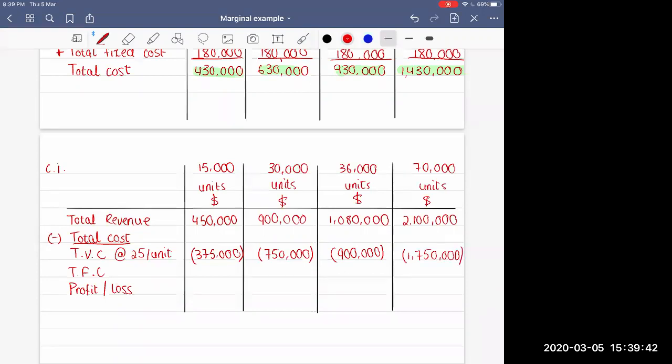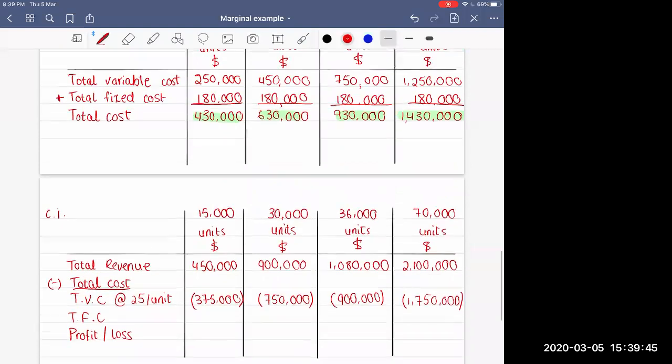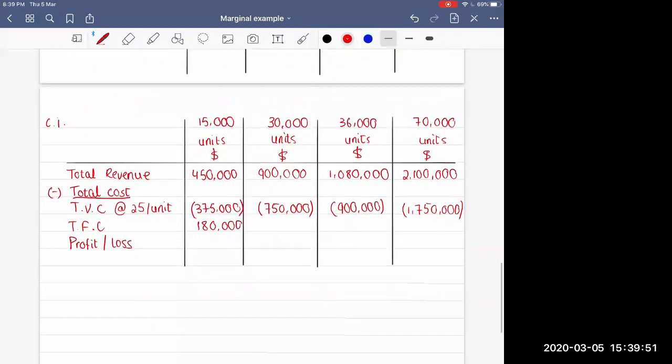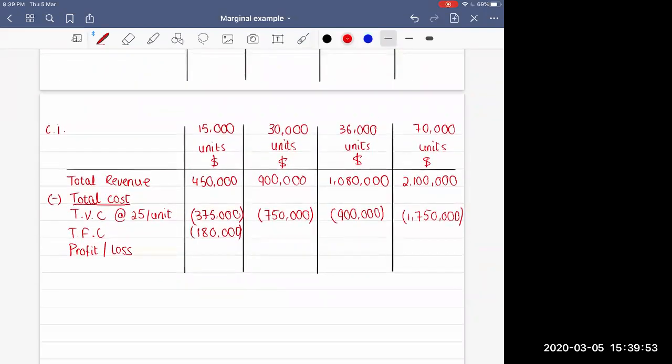And then, sir, we have total fixed cost. And what is our total fixed cost? Total fixed cost is 180,000, which will remain constant at all output and activity levels. At every activity and output level, it is 180,000.